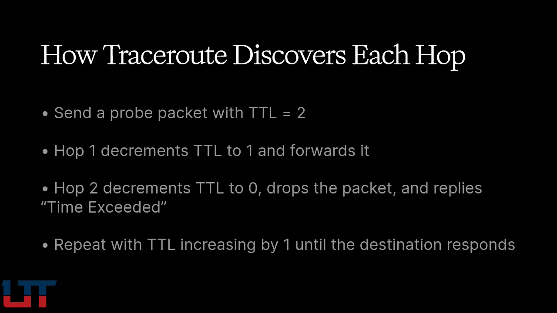The second router decrements to 0 and sends back its time exceeded. This repeats, incrementing TTL by 1 each round until the probe reaches the destination and the destination sends back a final response. The result is a sequential list of every router the traffic passed through on its way to the destination, numbered in order, with round trip time measurements for each hop.